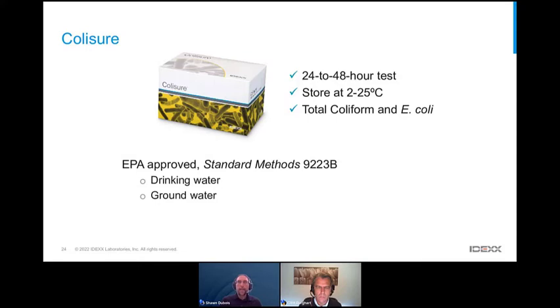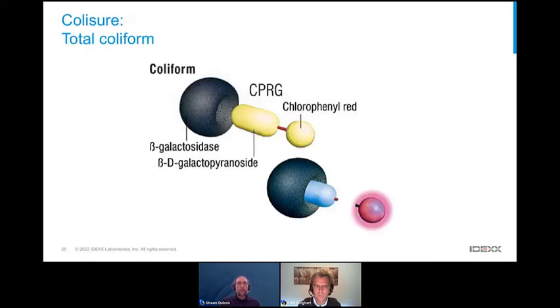Colisure acts in a similar manner as Colilert and Colilert 18, where we have a reagent that has all those nutrients and supplements to help the bacteria during that lag phase and log phase. It also has suppressants, and it has the nutrient indicator system. The difference here is that we look for a different indicator for coliforms. Colisure has chlorophenyl red beta-D-galactopyranoside, or CPRG. It's the same concept. We have that same nutrient that we have in Colilert and Colilert 18, but here the indicator is different.